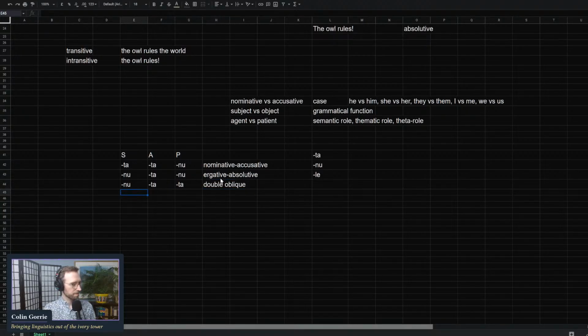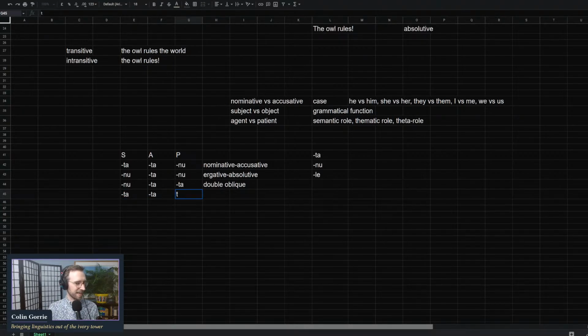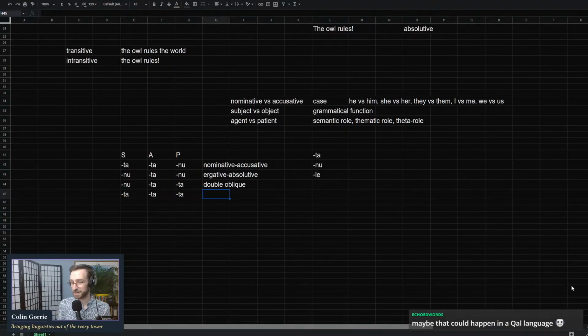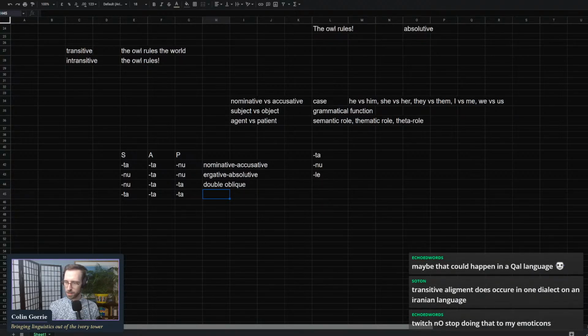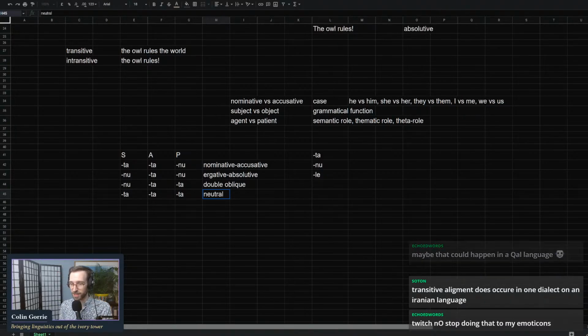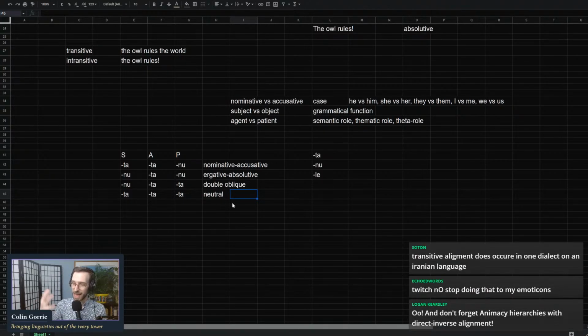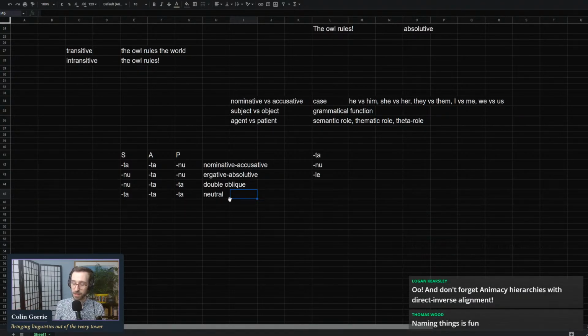What else could we do? Well, we could just have ta, ta, ta. Right? Just make everything the same. This is called neutral alignment. And you could argue that languages which don't mark case effectively have this. So English in the nouns is neutral, in the pronouns is nominative accusative. This is very common.